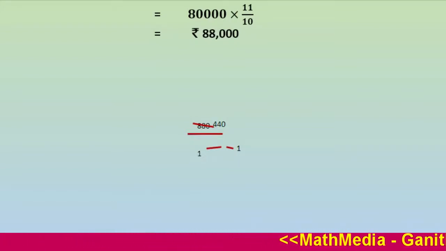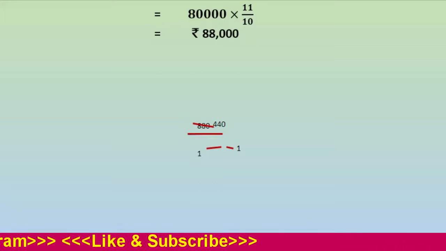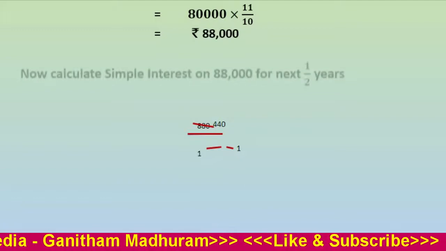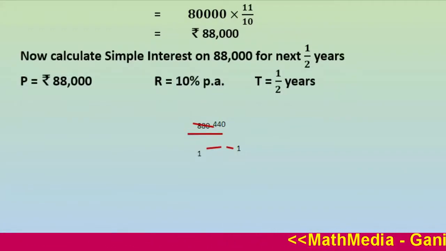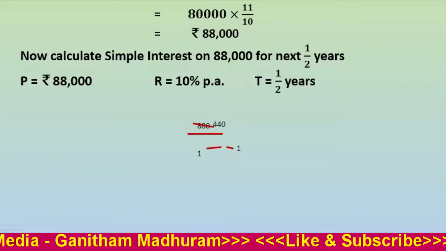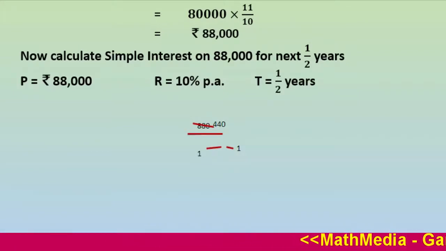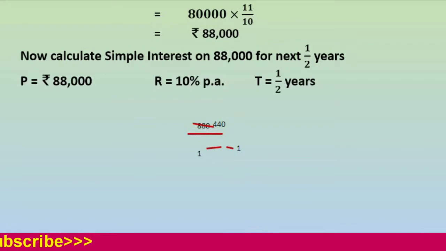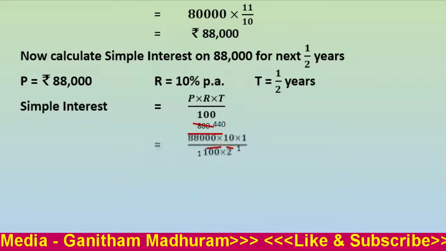We have to calculate for 1.5 years. So the half year we are calculating by using the simple interest formula. Hence the principal will become rupees 88,000. Rate of interest is 10% per annum. T equal to 1 by 2 years. Do you remember the formula of simple interest? Yes, PRT upon 100. Substitute the value over here.